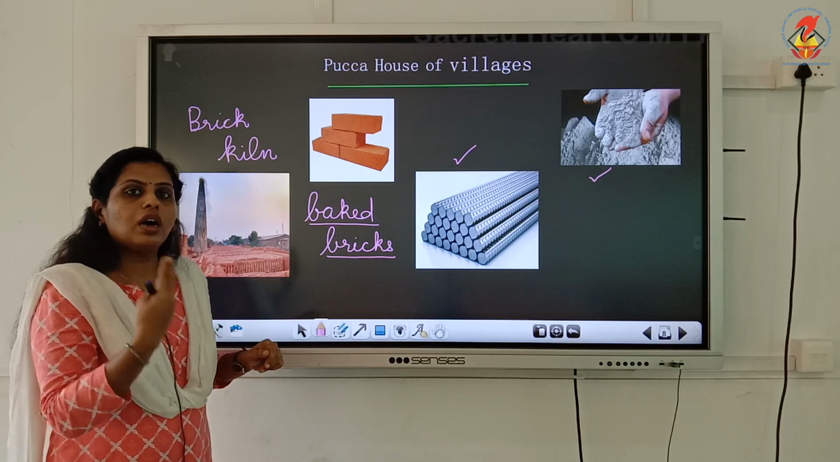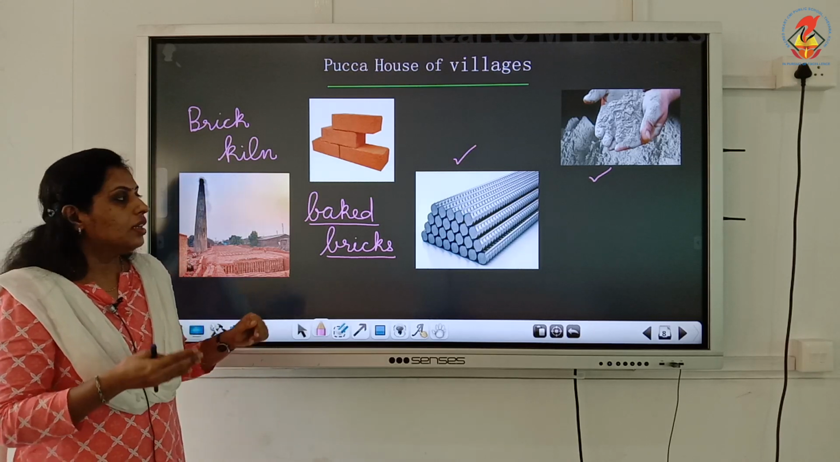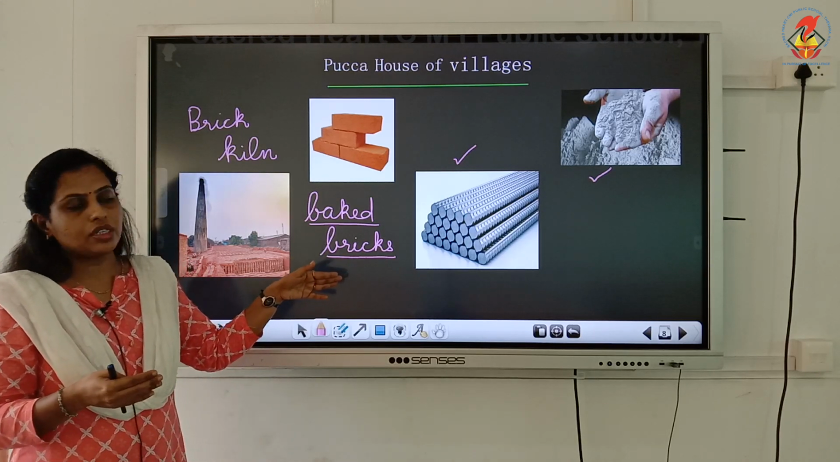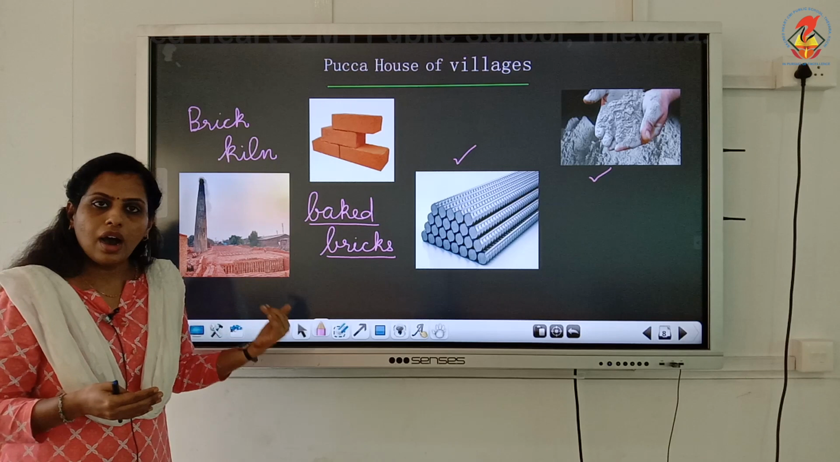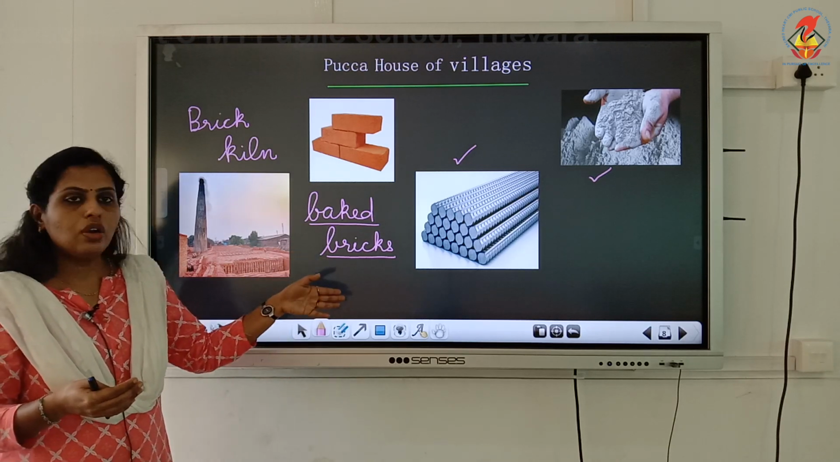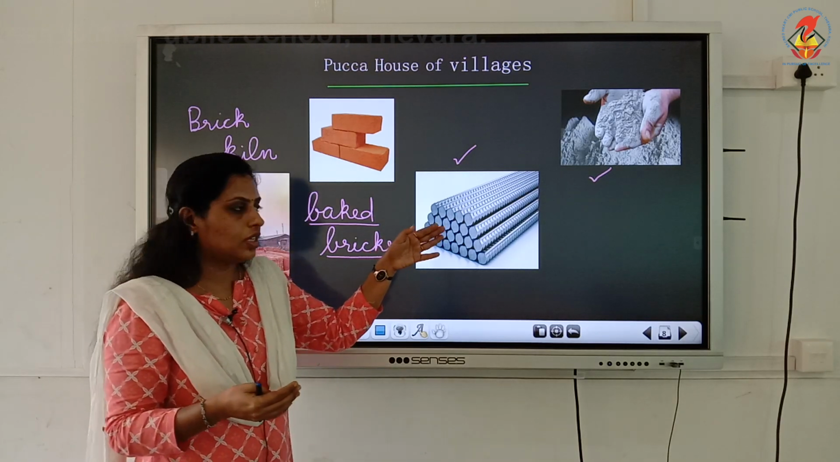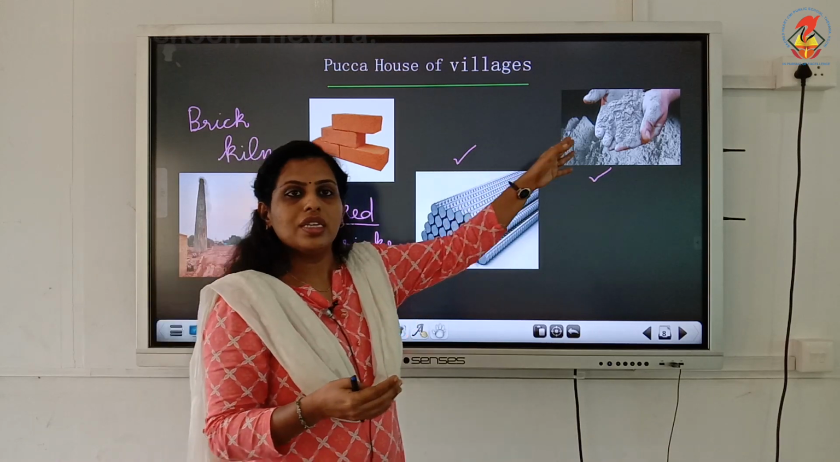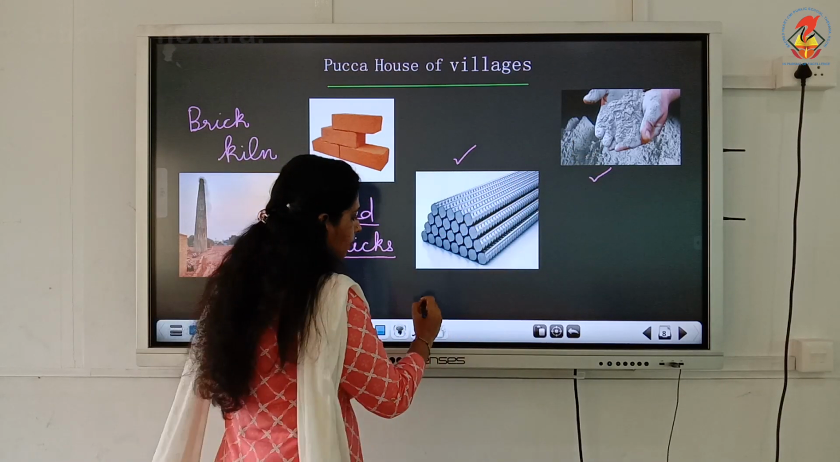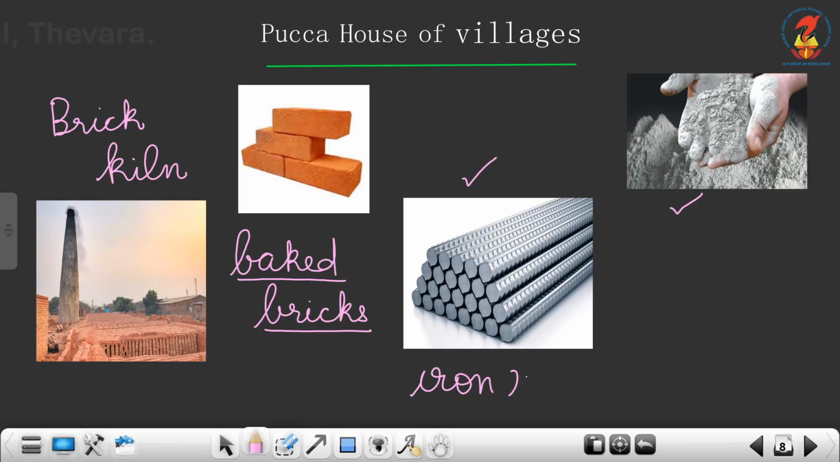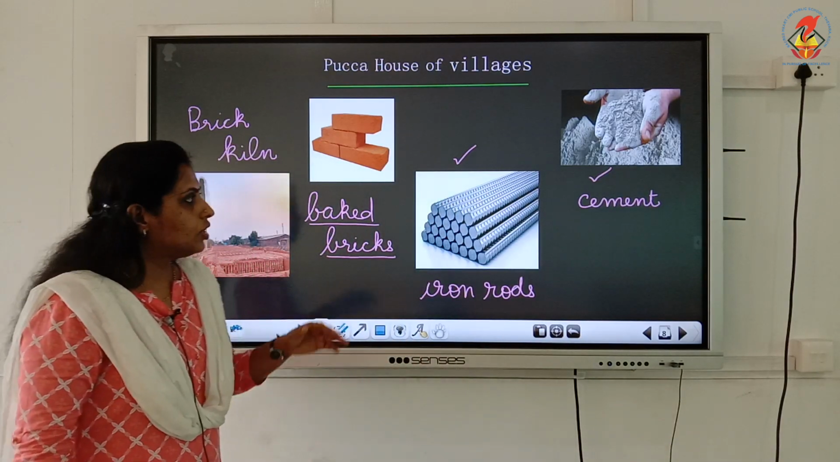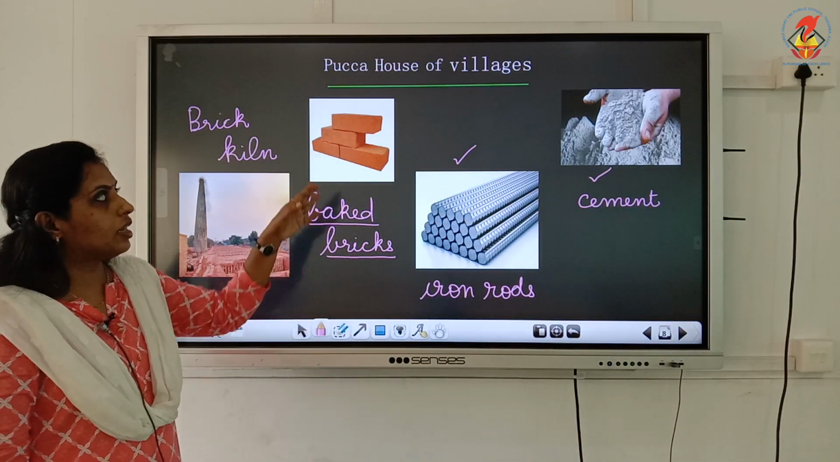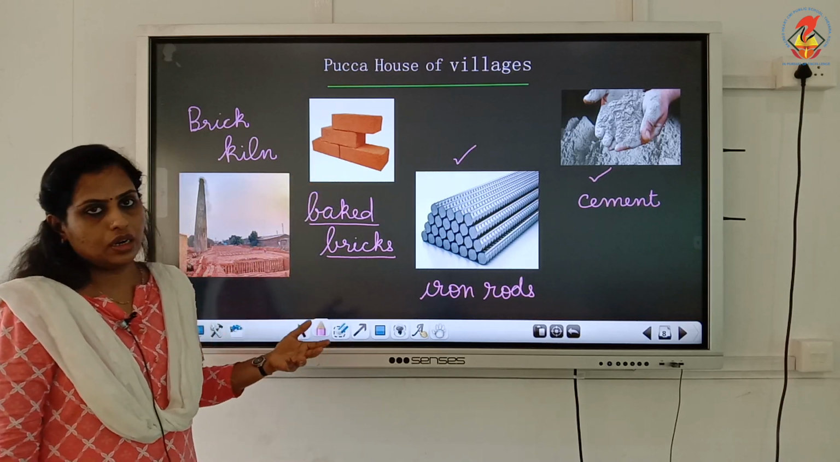To make the house stronger, what did they do? They started baking the bricks. That is stronger than unbaked bricks. So along with the baked bricks, what did they use? They used iron rods and cement. So these are the materials that were used in a Pucca house.